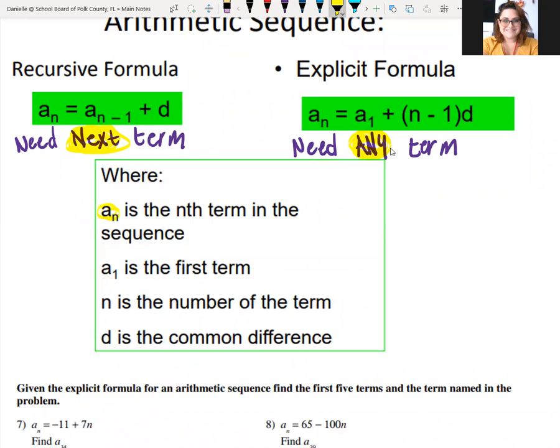So down here, we know a sub n stands for whatever term I want. a sub 1 is the first term. n is the number of the term. And d is our common difference, which we already know how to find. So let's go ahead and start using the formula.